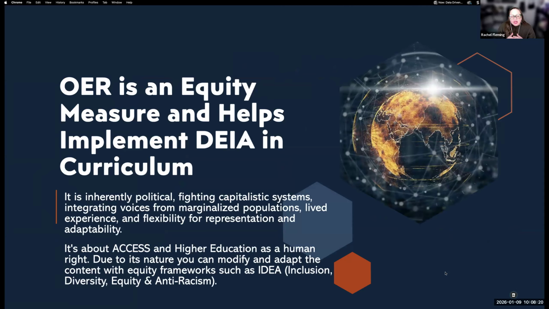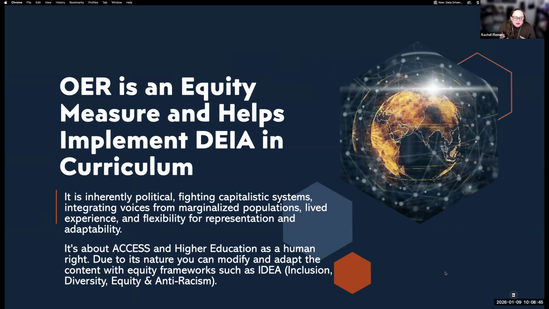So the main one that is dear to my heart is that OER is an equity measure, and it helps implement DEIA in curriculum. And I'm just going to read the slide for y'all. It is inherently political. There's no way to separate OER from politics. It fights capitalistic systems, integrates voices from marginalized populations, lived experience. It has a lot of flexibility and representation and adaptability built into it. And it really is about access to higher education as a human right.